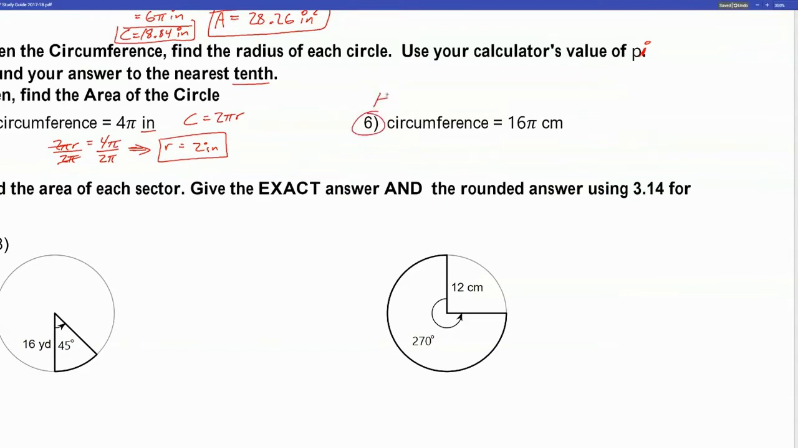Number 6, you do, I do, just like that. Same concept as number 5.